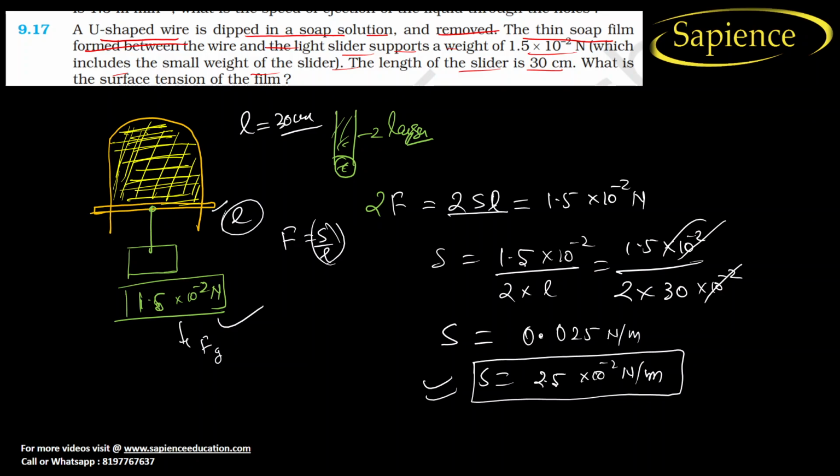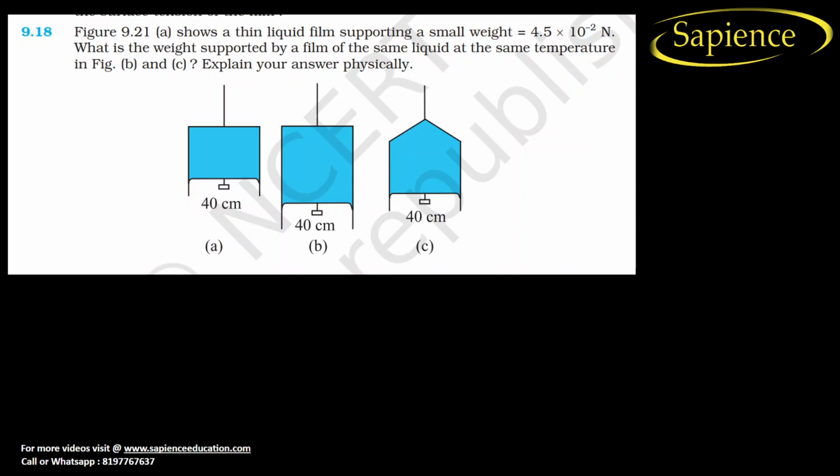Now let us do question number 9.18. The figure in 9.18 shows a thin liquid film supporting a small weight of 4.5 into 10 power minus 2 Newton. What is the weight supported by the film of the same liquid at the same temperature in figure B and C? Explain your answer physically.